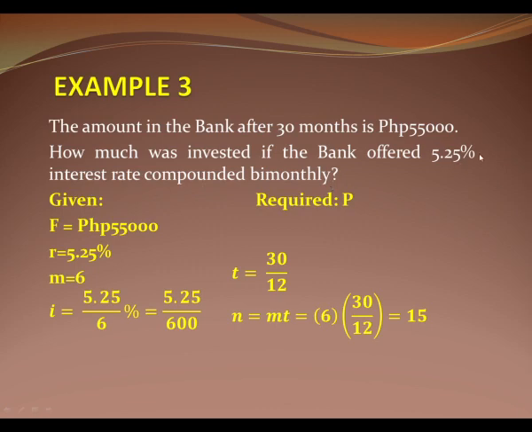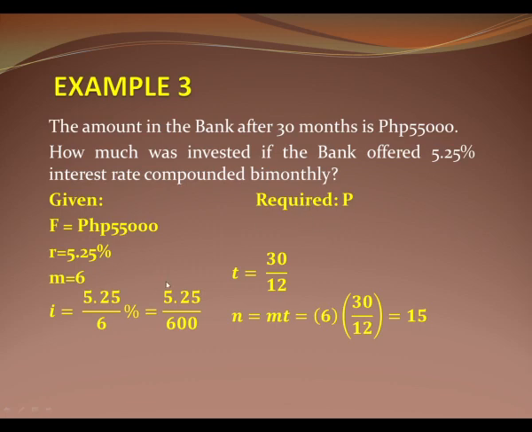So we can consider that 5.25 is the interest R. And since it is compounded bi-monthly, meaning to say that the conversion is equal to 6 accumulations in a year. And the period of transaction is 30 months, so converting into years, we have to divide by 12. So this is 30 over 12. And this time we are looking for the present value or the principal P.